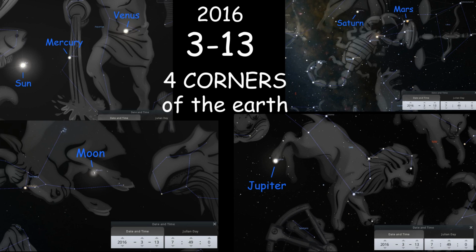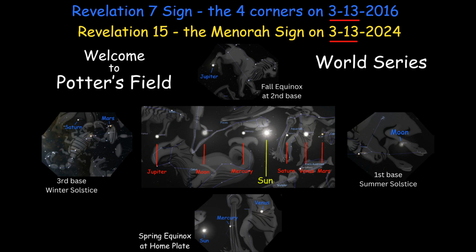Sitting at second base, Leo, we have Jupiter. And at third base, Scorpio, we have Saturn and Mars. And perhaps Mars, the god of war, is playing shortstop. It only makes sense.